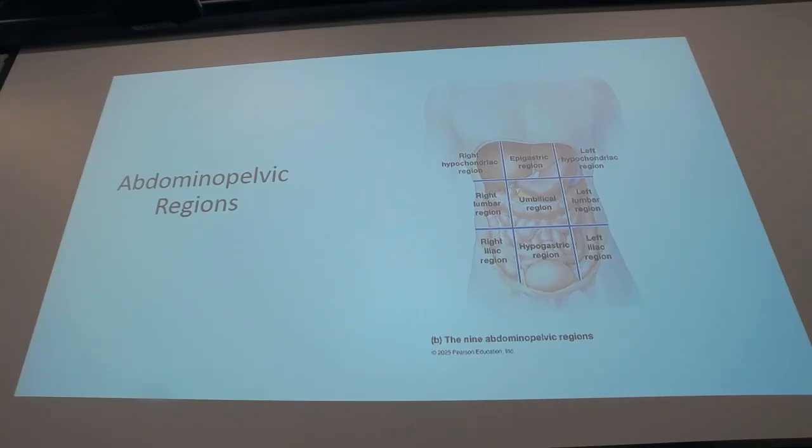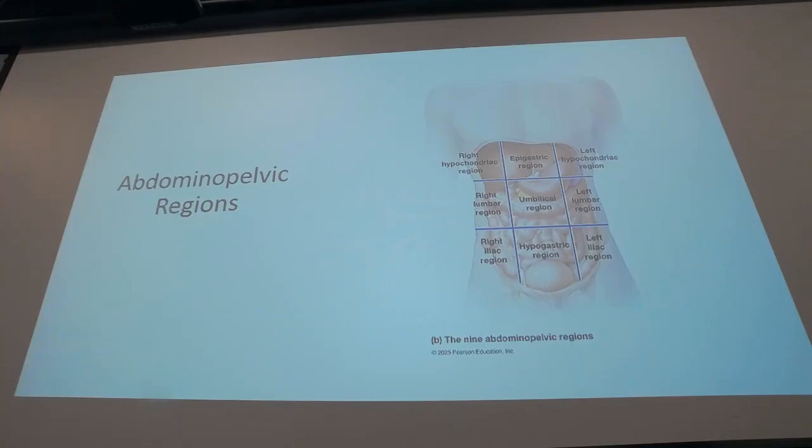On the right side, the right hypochondriac, if someone has pain there, very likely it is something related with the liver. More than likely, with certain risk factors, it will be the gallbladder. Okay, and then below the umbilical we have the hypogastric region.